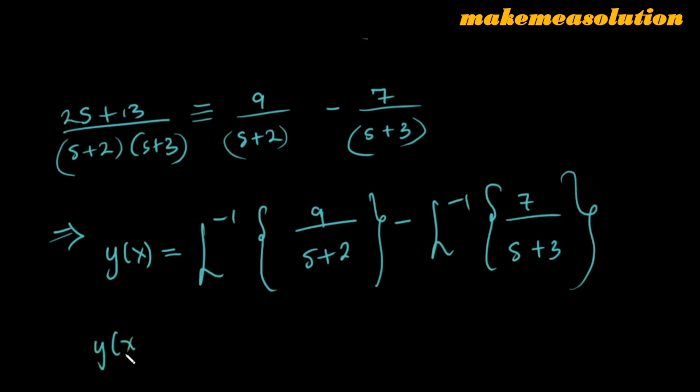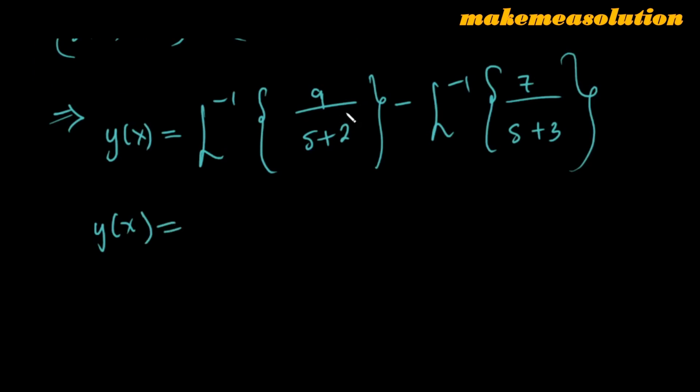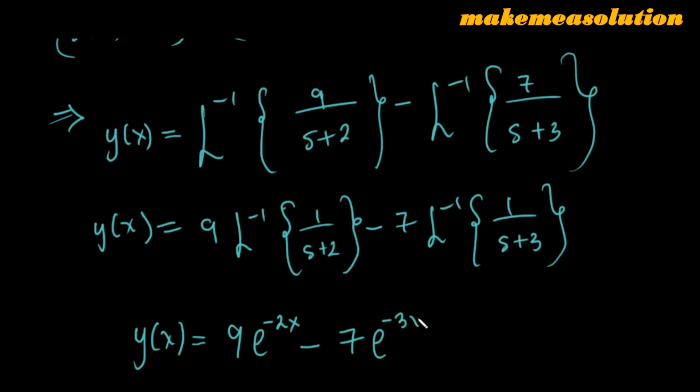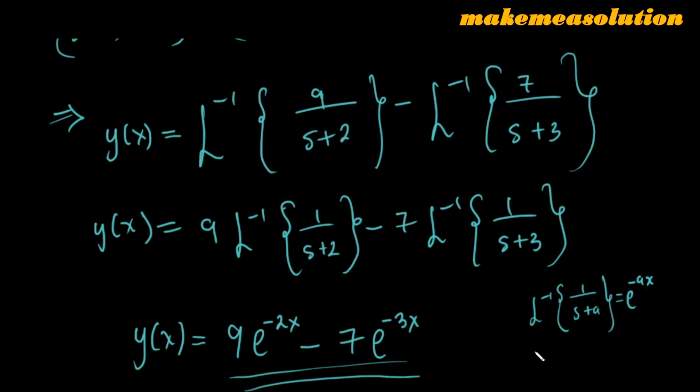So you have your y of x to be the inverse Laplace transform of this, which is going to be 9 times the inverse Laplace transform of 1 over (s + 2), minus 7 times the inverse Laplace transform of 1 over (s + 3). And if you're familiar with your Laplace transform table, your y of x is going to be 9e^(-2x) minus 7e^(-3x). So the idea is that the inverse Laplace of 1 all over (s + a) is e^(-ax), if we are dealing in the x domain. So this is the solution of this particular question, and yeah, that's all.